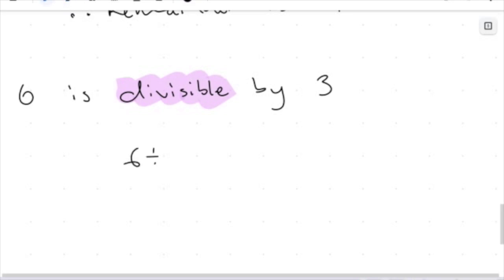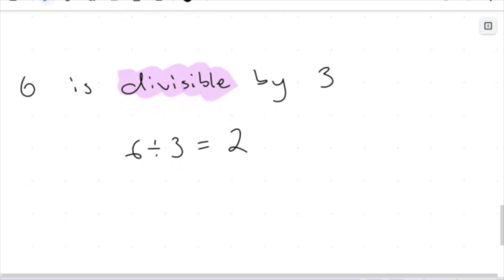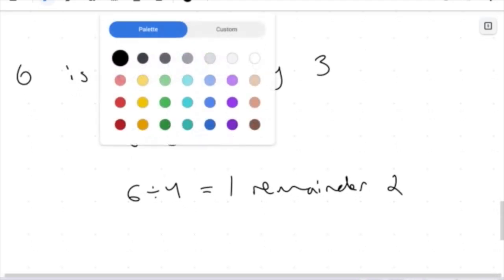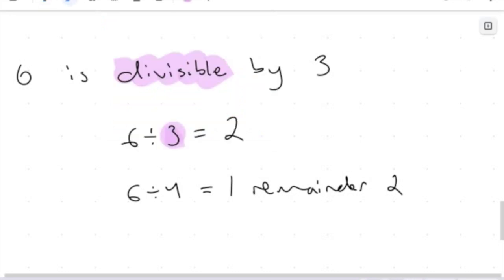So you go 6 divided by 3, that gives you an answer here. We can say 3 goes into 6 really nicely. We're not getting a fraction or decimal or whatever. We are getting a nice number. There is no remainder here. It goes perfectly into it. Whereas, for example, 6 divided by 4 is going to be 1 with a remainder of 2. So 6 is divisible by 3, 6 is not divisible by 4, so the remainder is going to be 2.